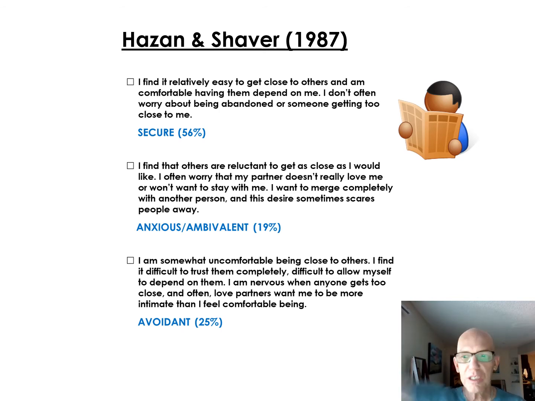Anxious, ambivalent. Here I am right here. Oh, girl, he too thirsty. I find others won't get as close as I want to. And sometimes I think my girlfriend doesn't really love me and she might leave me. And the more I try to get close to her, the more she wants to run away. 20% of the people pick that, basically.